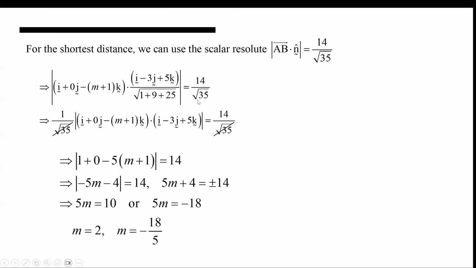And the next thing you do is just expand this dot product. You will get a minus 5m minus 4 within an absolute value. So this may well give you 5m plus 4 or minus 5m minus 4, either positive or negative. You don't have to square it when you remove an absolute value in real number operations. You just remove the absolute value and put plus or minus on the other side. And eventually you get 5m equals 10 or 5m equals minus 18, and therefore m equals 2, m equals minus 18 over 5.